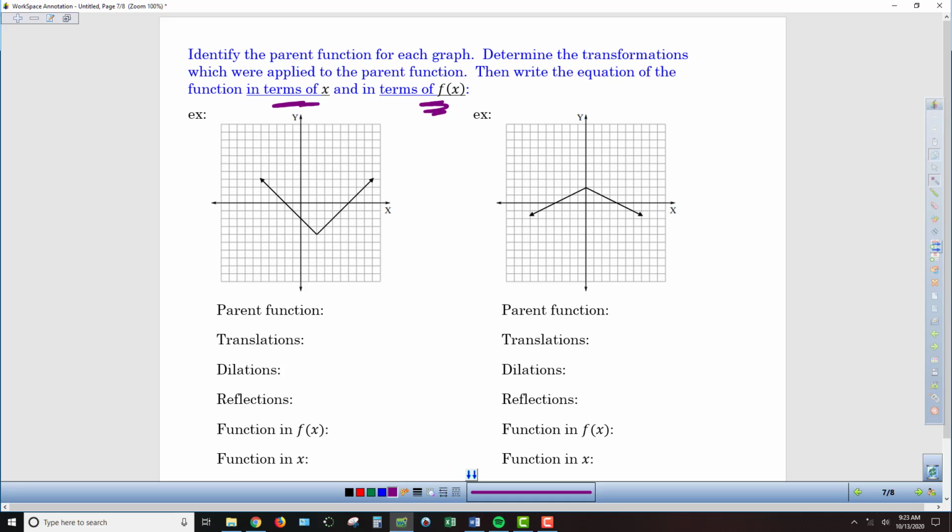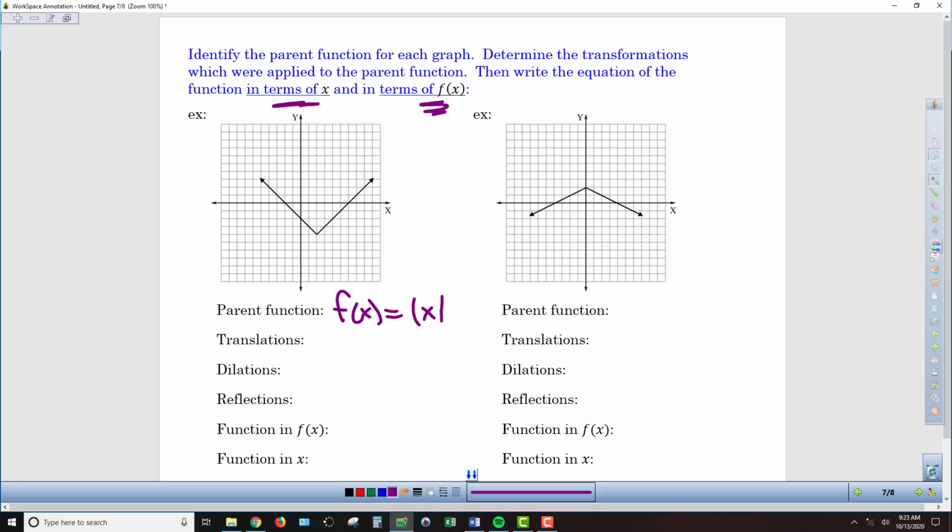But first, we want to identify what type of function we are working with. In this first case, we have a v-shaped graph, so hopefully that's familiar to us as being an absolute value function. So our parent graph is absolute value of x, or maybe better than that, we can write f of x equals the absolute value of x, establish that that's our parent, f of x.